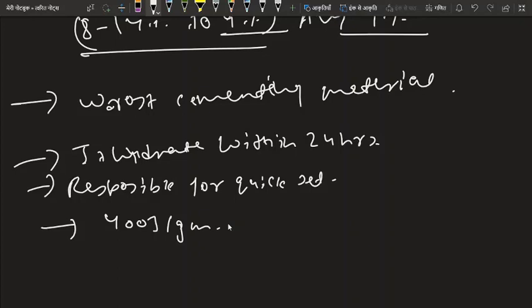Okay, so today we did only this. In the next lecture we will discuss the manufacturing of cement on the basis of these, by using these raw materials.